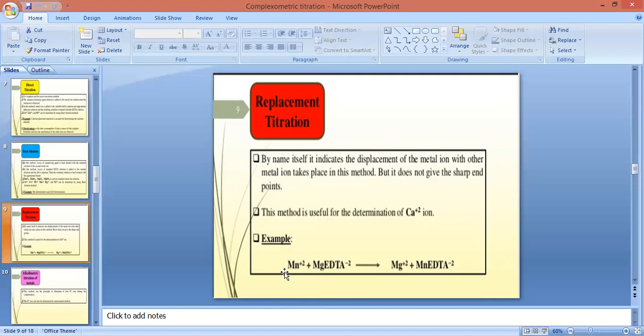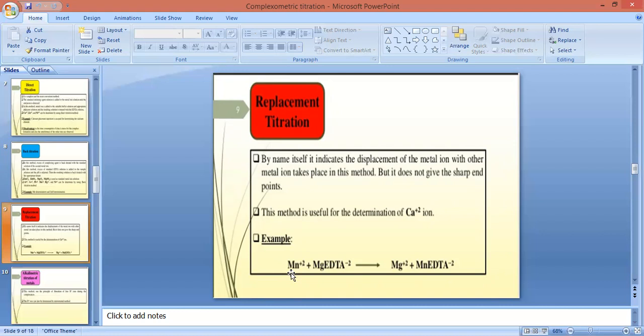Say, for example, if we are going to perform replacement titration for manganese, the contents present in the conical flask will be the solution form of manganese. Next is a known amount of magnesium sulfate. Next, for maintaining the pH at 10, we are going to use an appropriate buffer. Next is the indicator. Next, we are going to add 1 ml of standard solution of complexing agent from the burette to the contents in the conical flask.